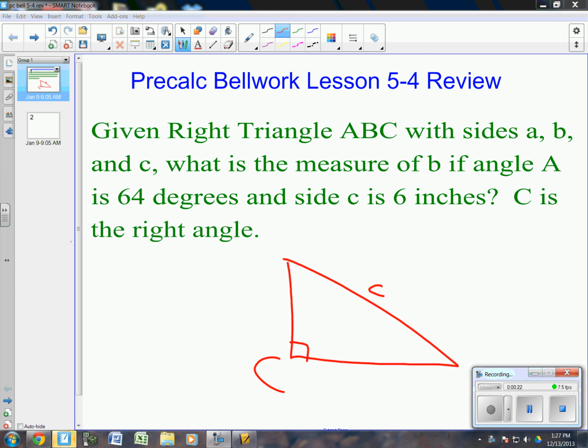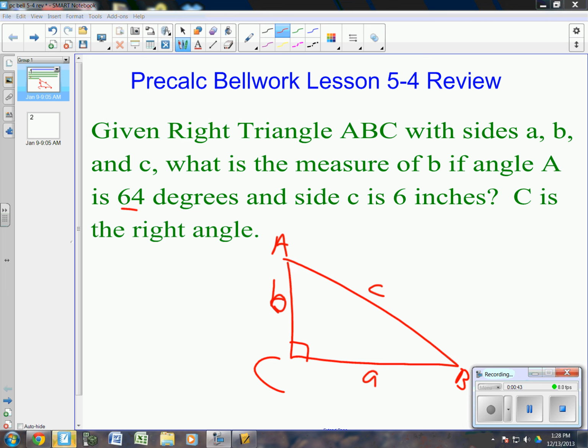Now, does it matter which one is A and B? No, but what does it say A is? 64 degrees. So let's make it the one that looks bigger, right? So that would be little a, B, little c, okay? I mean little b. Okay, so now you know which things to fill in.